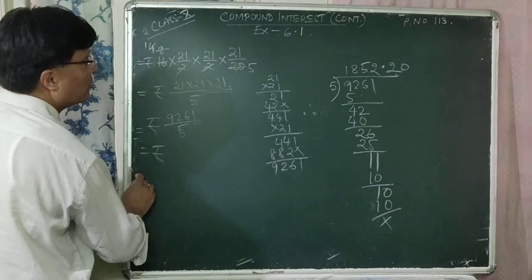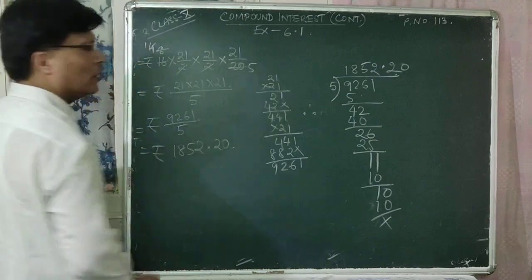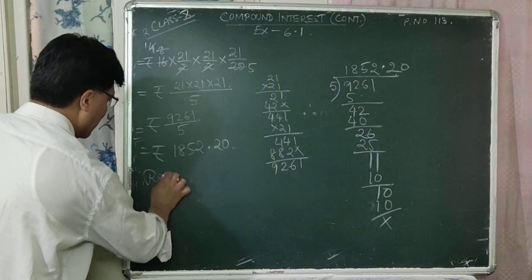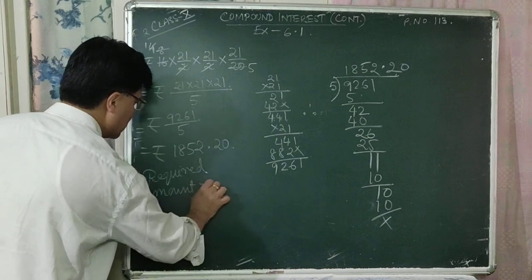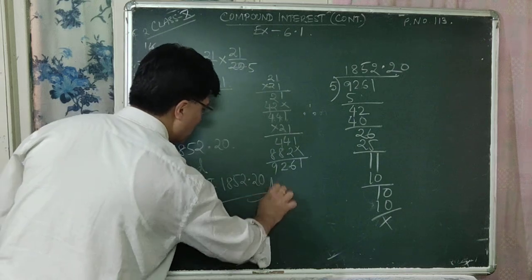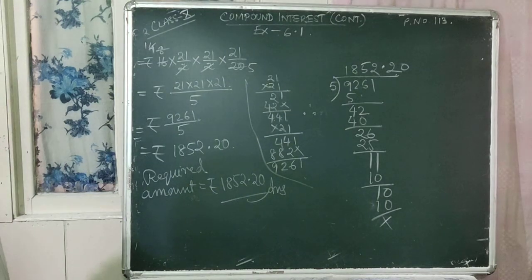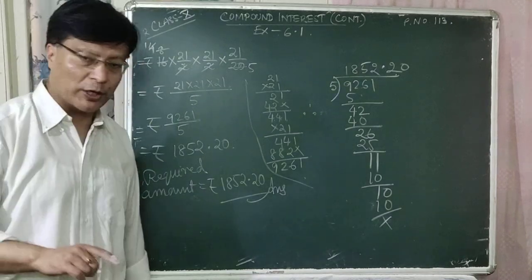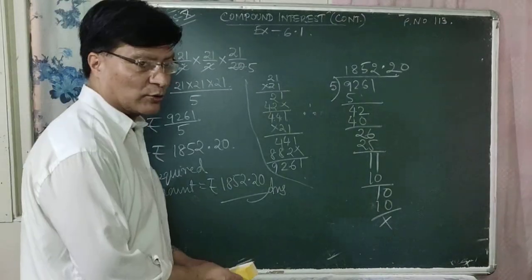So it is equal to rupees, how much is it now? 1852.20. So this is the required amount. So the required amount is equal to rupees 1852.20. So this is the final answer. Is that clear to all of you? So the required amount is equal to rupees 1852.20 paise. But in this case you have to calculate the compound interest also, isn't it?